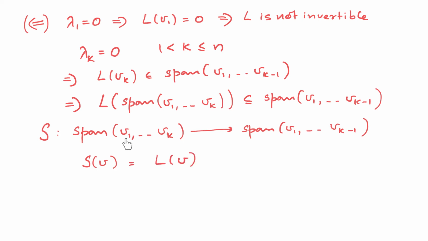But notice, as this list is linearly independent, the domain has dimension k, and similarly the codomain has dimension k minus 1. Therefore, S cannot be injective. In other words, there exists a vector V such that S of V is equal to 0, but V is not equal to 0. But S of V was defined to be equal to L of V. Thus, there exists a vector V such that L of V is 0 and V is not equal to 0. Thus, L cannot be invertible. And we have completed our proof.